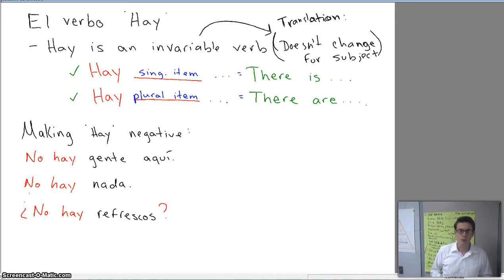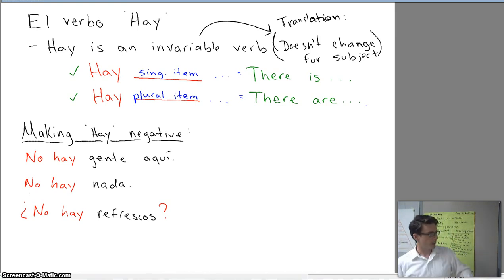I'm going to show you how to use hay negative now in the minute and 14 seconds I have. If we can make it positive, if we had any action we have in Spanish, we can make it negative just by adding the word no to the action. So here we have no hay gente aquí, which means there aren't any people here. We have no hay nada, which means there is nothing. And the last one, no hay refrescos, saying there aren't any sodas.